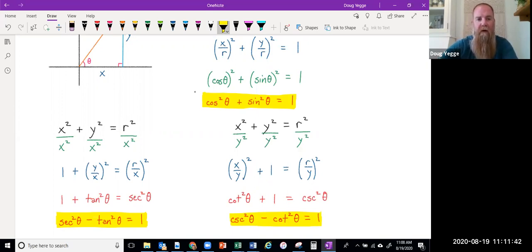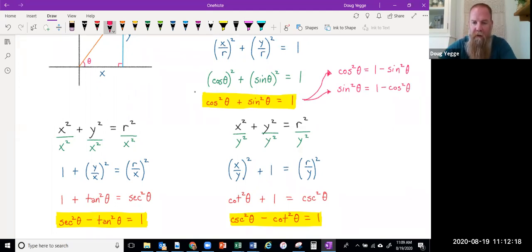Now, a couple of things to note here. If I were to rearrange this, I could rearrange this by subtracting sine squared theta and isolating cosine squared theta. There's going to be a lot of different ways for these identities to be written. But if we just memorize these three that are in yellow, then we're going to be set for the rest of these. I could isolate sine squared theta as well by simply subtracting cosine squared theta: 1 minus cosine squared theta.